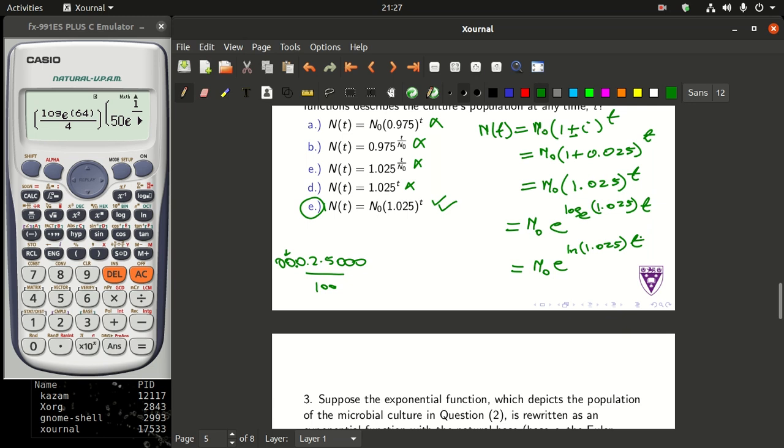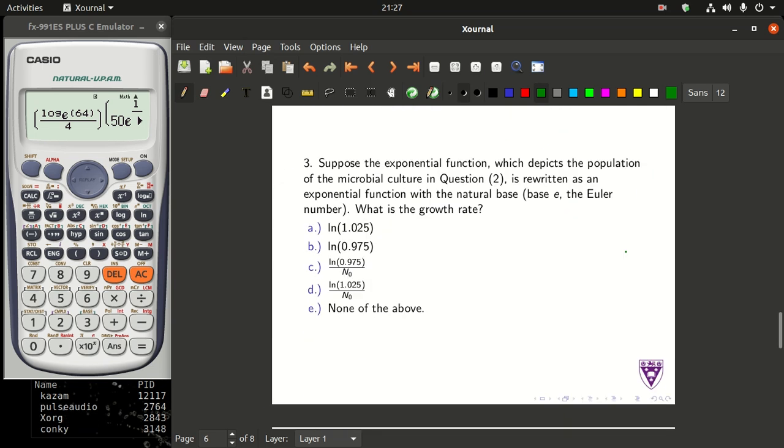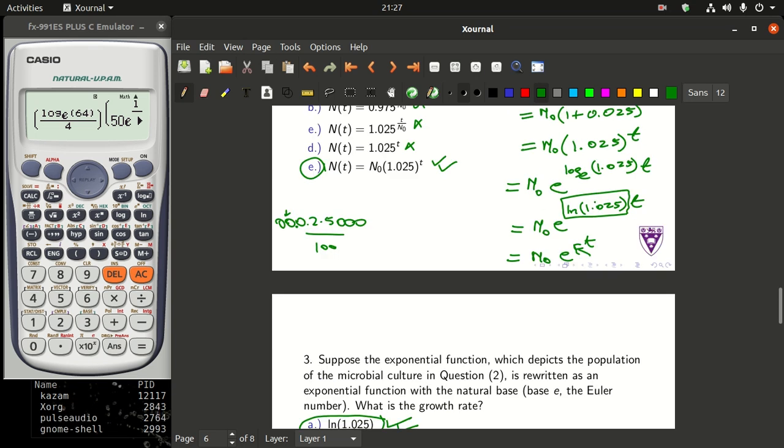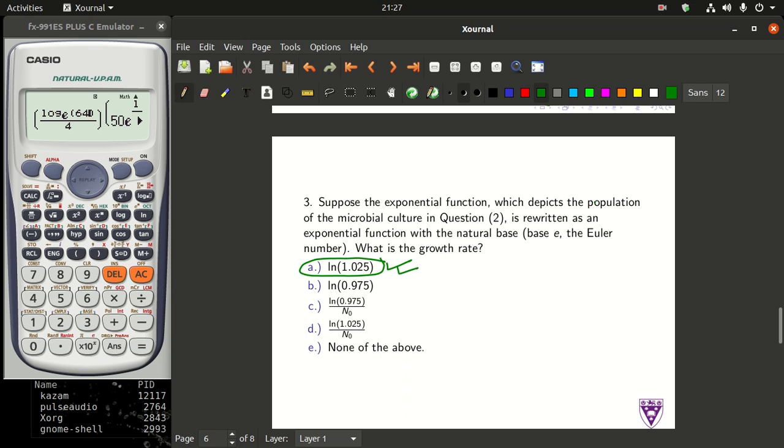So we are supposed to have e raised to the natural log of 1,025 t. Now if you look at this equation, it was supposed to be N naught e raised to rt, and the growth rate, or the growth constant r, is the one that is here. So this is the value of r they are looking for. We are looking for ln of 1,025, which is in A. That's the growth rate they were looking for, the constant growth rate.